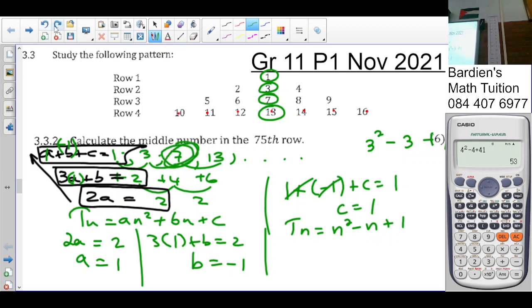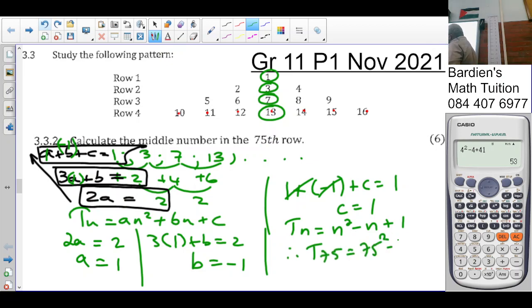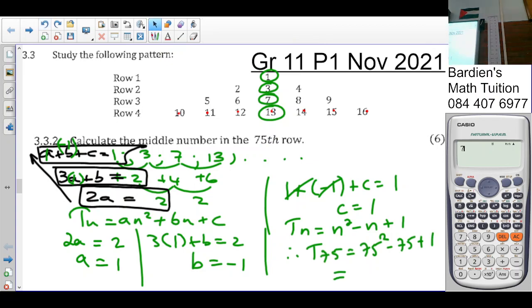But I have answered the question. What's the question? They want to know the 75th row. In other words, to us, the 75th number. So therefore, T75 is equal to 75 squared minus 75 plus 1. So you have 75 squared minus 75 plus 1. So they give you 5,551. Okay. Is that correct? Yeah.